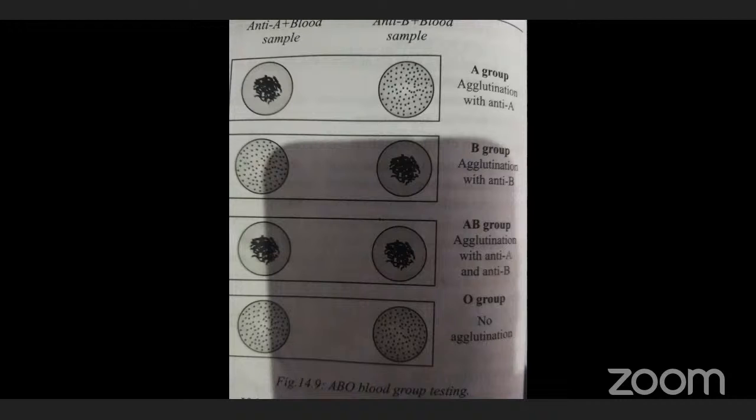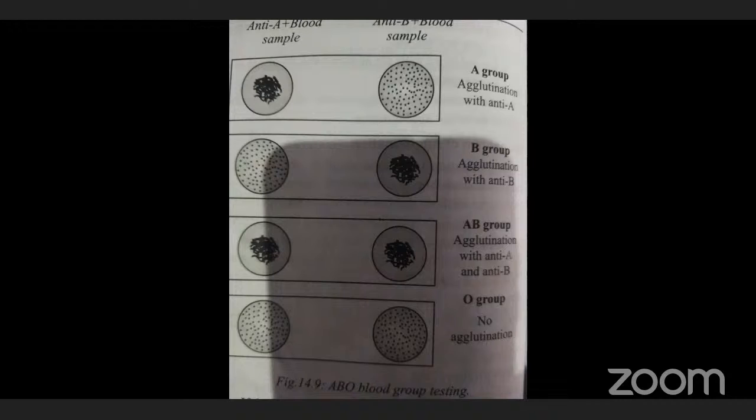So if clumping occurs in A and Rh, it is called A positive. If clumping occurs in B and Rh, that is called B positive. If there is no clumping in Rh and clumping occurs only in B, that is called B negative. Similarly, if clumping occurs in all of A, B, and Rh, that is called AB positive. Clear? If clumping occurs only in AB, with no clumping in Rh, that is called AB negative. If clumping occurs only in Rh and there is no clumping in the others, that is called O positive. If the clumping does not occur in any circle, it is O negative.